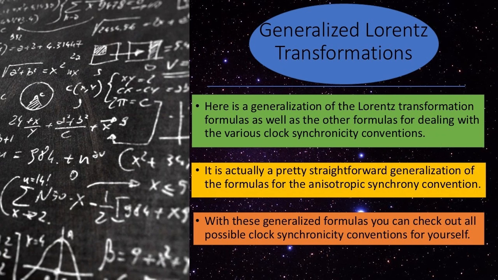Here is a generalization of the Lorentz transformation formulas, as well as the other formulas for dealing with the various clock synchrony conventions. It is actually a pretty straightforward generalization of the formulas for the anisotropic synchrony convention. With these generalized formulas, you can check out all possible clock synchrony conventions for yourself.